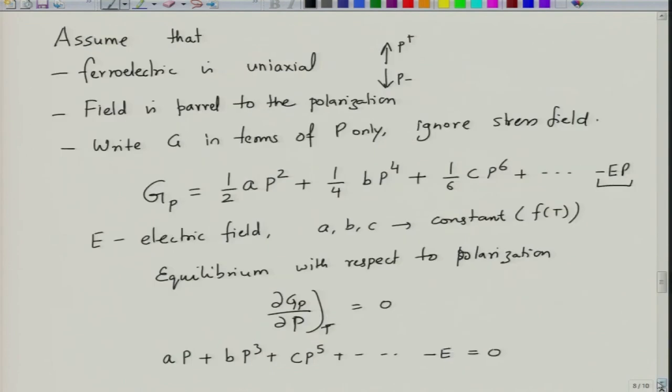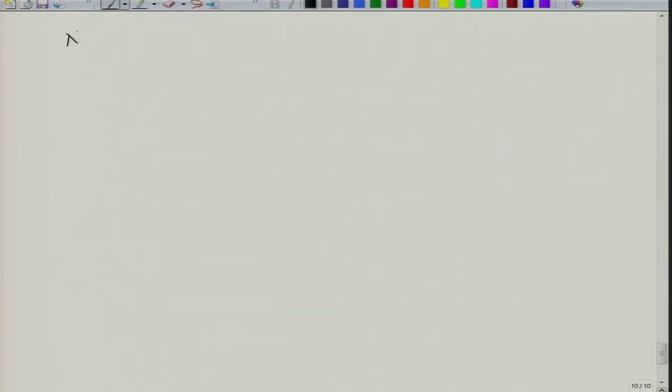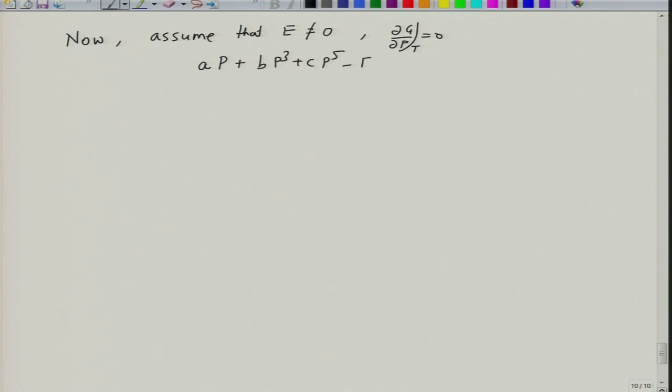So now let us say in the above derivation that we did, we took AP plus BP cube plus CP5. Now let us say E is not equal to 0. Okay. Now assume that E is not equal to 0. Then we said that del G by del P is equal to 0 at constant temperature. Okay. So AP plus BP cube plus CP5 minus E was equal to 0, right? This was the expression that we have.